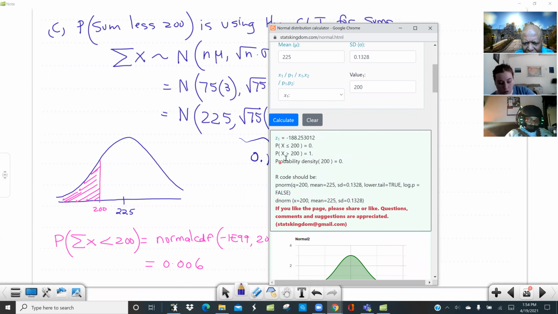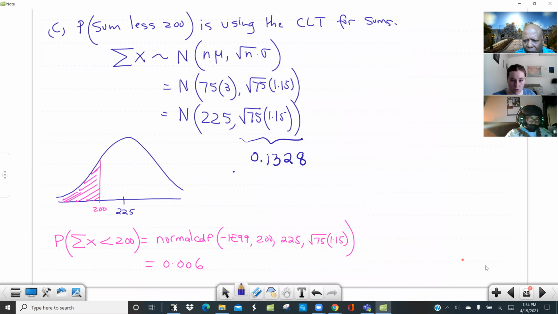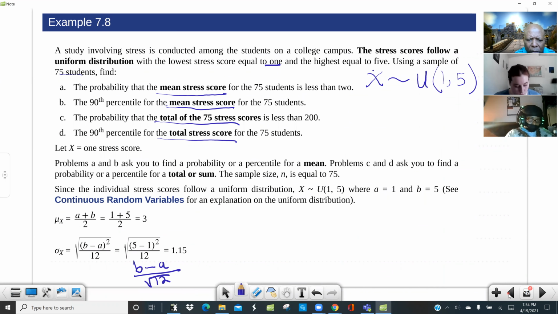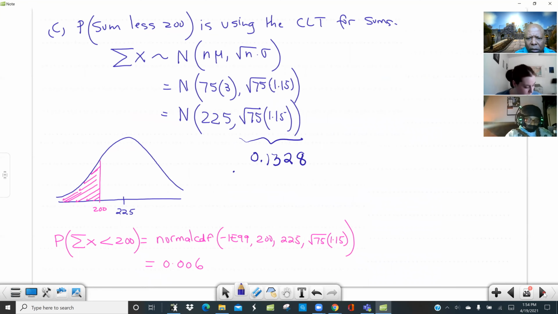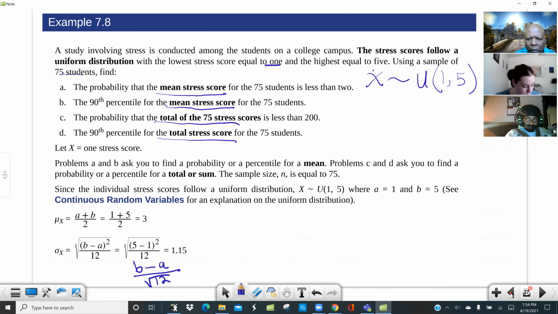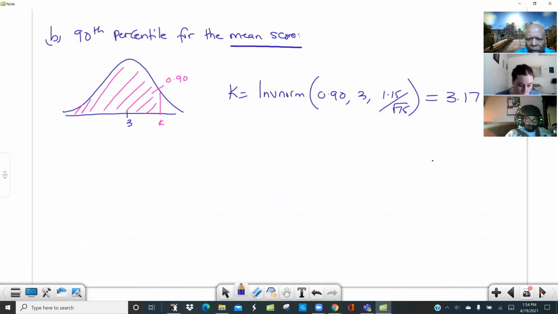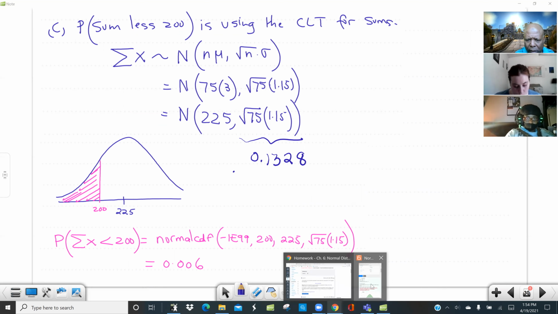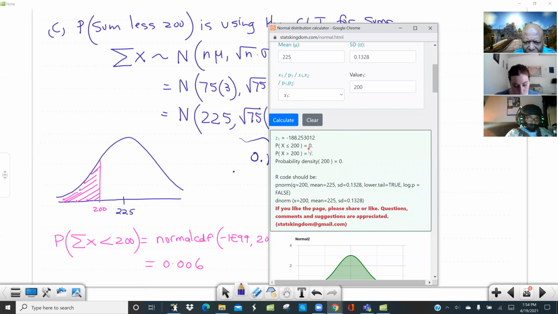0.006, I have a 0. I think it's almost the same thing here. Is this what I had? Let me see. Did I get it? Yeah, okay, 1.15, you're right, times the square root of 75. Yeah, 200, we are good. So 0.1328. Less than 200 is really 0. It should have been something, I don't know. That's not too good.